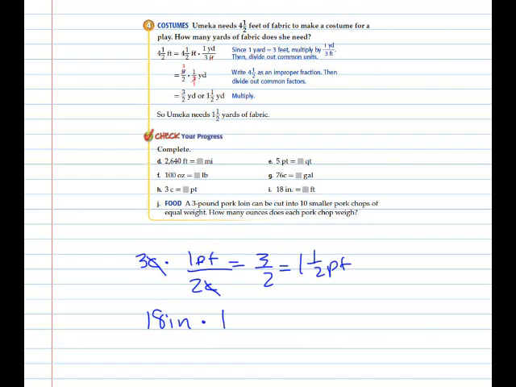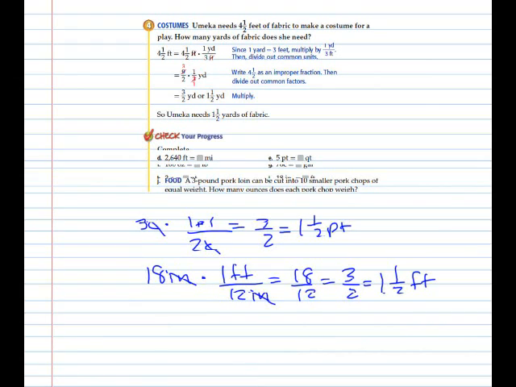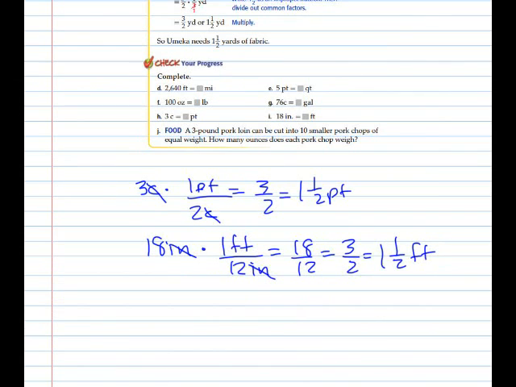18 inches. I'm going to convert that to feet. So I'm going to multiply by 1 foot over 12 inches. That's the reciprocal of my unit ratio. Divide out the common units, gives me 18 over 12. Divide both of those by 6, gives me 3 over 2, which rewrites as 1 1/2 feet.